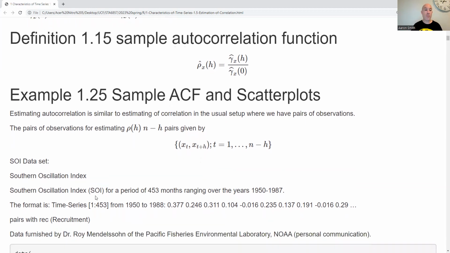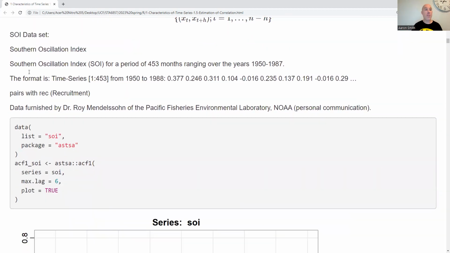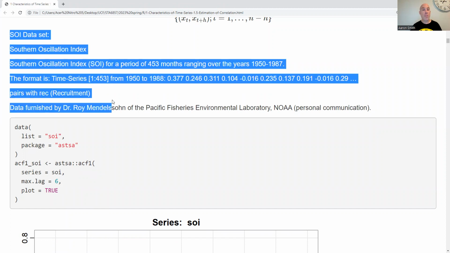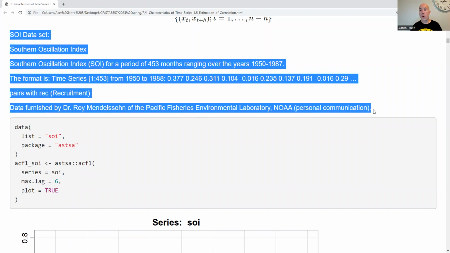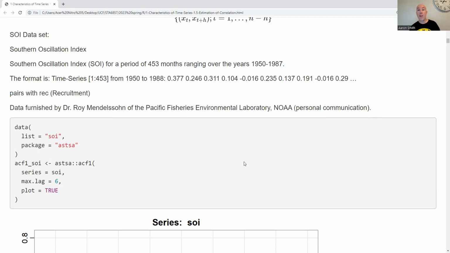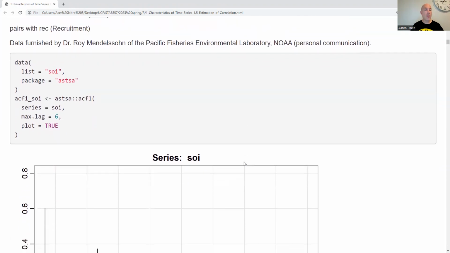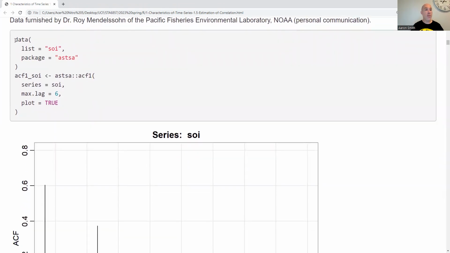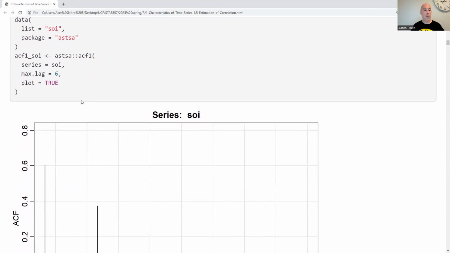All right, so let's do an example. Let's take the SOI data set. This is the Southern Oscillation Index. For our purpose, we really don't care that much about the story behind it. We care about what we see with the computations, because that's what we're focusing on in this video. Here I go ahead and load the data, and here I'm following the author's example. We're going to do a max lag of 6 and just see what we get for the autocorrelation.